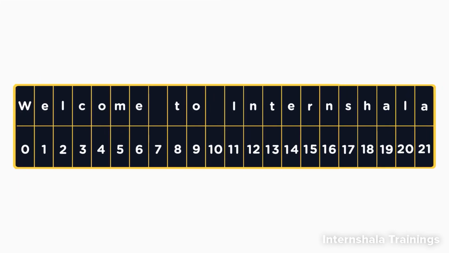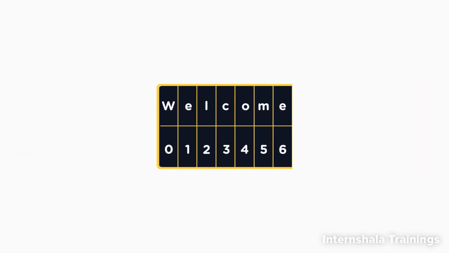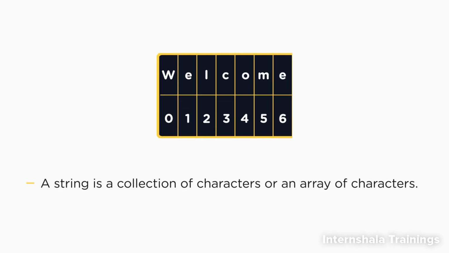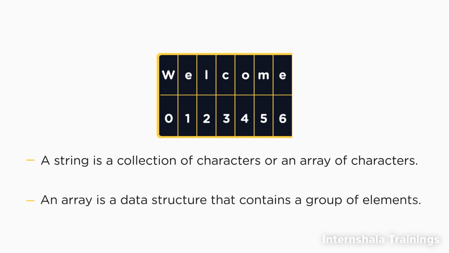So we have looked at strings earlier, and this was how we represented a string. Now let's take only one word from this string like this. Each character of the word occupies a separate place in the index. So we can say that the string is a collection of characters or an array of characters. This is what we mean by an array.